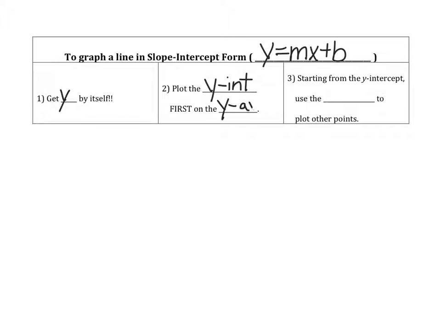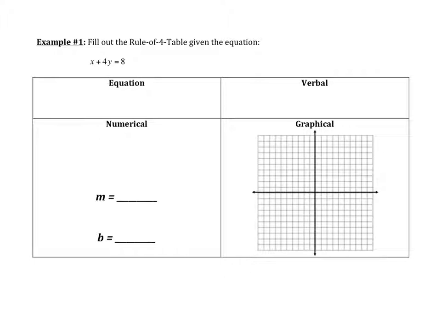You have to have a place to start from, so the place we're going to start from is the y-intercept, and then we will use the slope to plot the other points. So step 3, starting from the y-intercept, the point that you plotted in the second step, use the slope, as in rise over run, to plot the other points. Now remember, you only need 2 points to determine a line. So once you plot the y-intercept, you really only need to find one other point with the slope in order to connect those 2 points and graph the line. Let's try all this out.